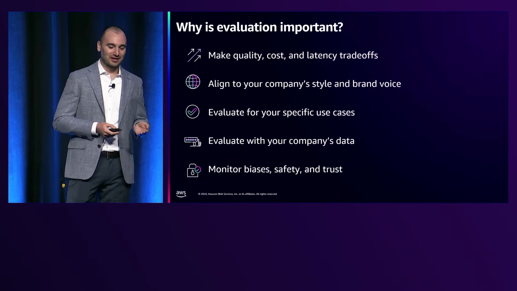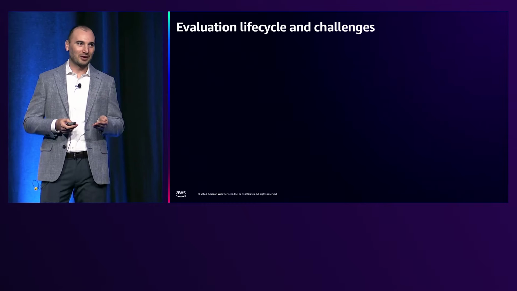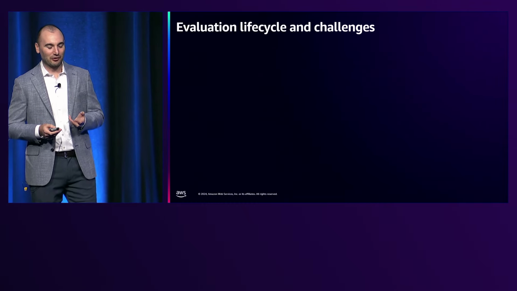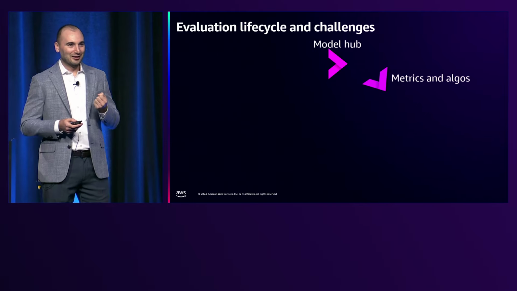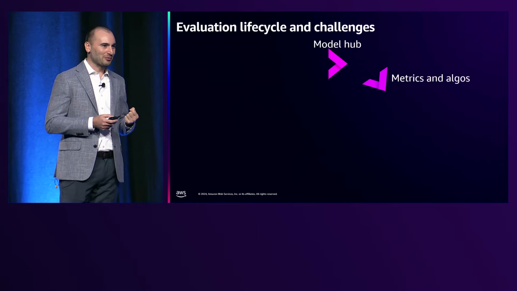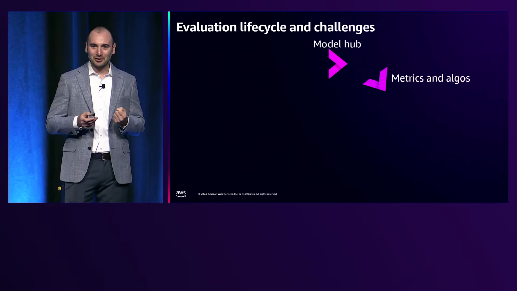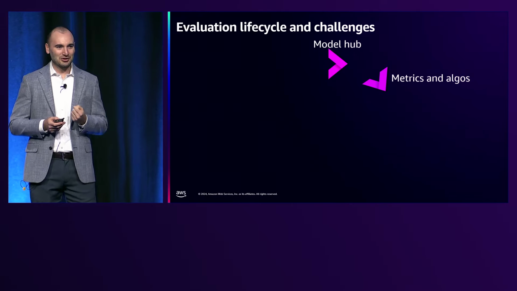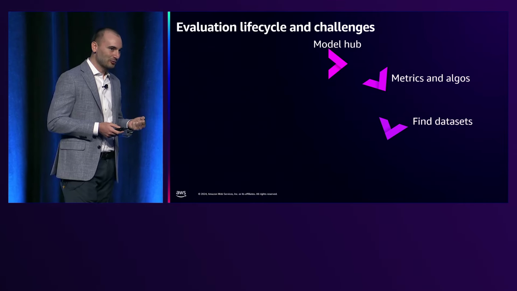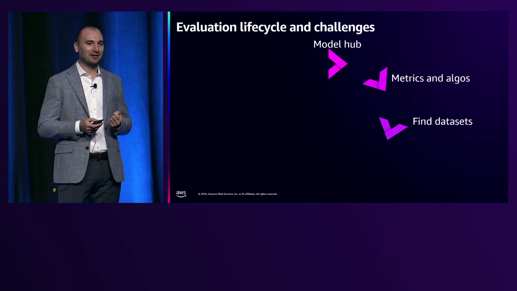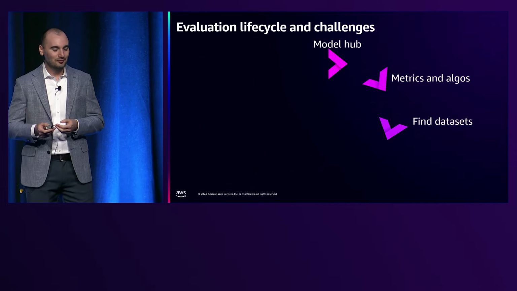But there's a lot of challenges to this, right? Like, we like to think of evaluation kind of as a life cycle. And if you're doing this all on your own, it can be really difficult. First, you've got to find this model hub. Then you've got to figure out like which metrics and algorithms are really important to you. And sometimes that can take like a whole data science team, and there's a lot of discussions, and it can take a long time to just figure out what's relevant to you. Then you've got to find your data sets, right? Like there's a lot of open data sets on the internet, but really you also got to figure out how to make your own data sets with your data.